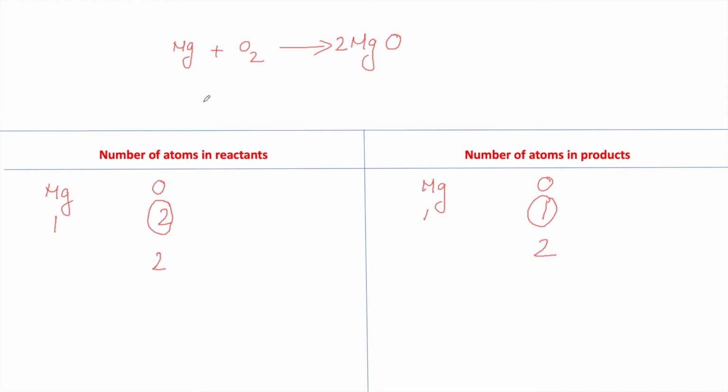Oxygen is balanced. But what about the magnesium? It was previously balanced, but now it became 2 on the product side, but on the reactant side it's 1 only. So I have to balance the magnesium now. Okay, so I will keep a 2 here. So now it's balanced: 2, 2, 2, 2. This equation is balanced.